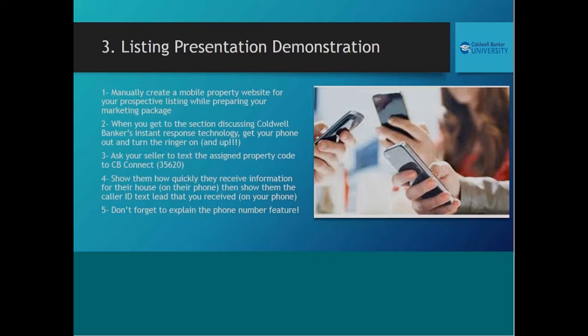So don't forget to explain the phone number feature. Also, let them know that even if someone is not necessarily comfortable sending text messages, if they do want to call, that you have a unique phone number that is specific to you on the yard sign in front of the house that will geolocate the customer that they're asking for information.